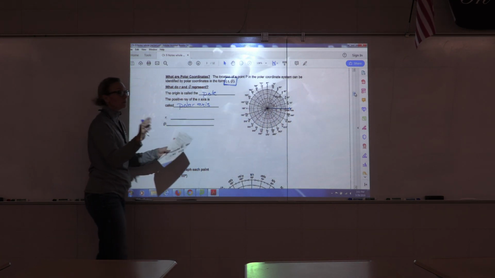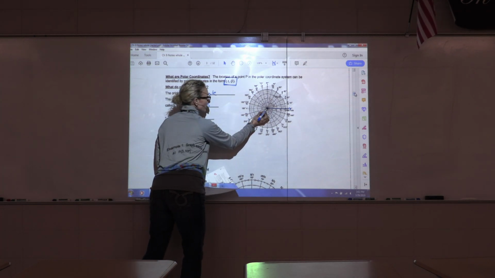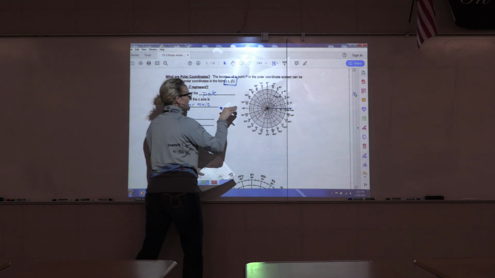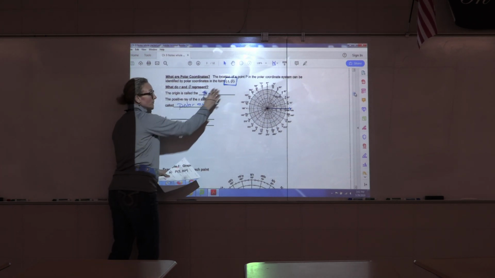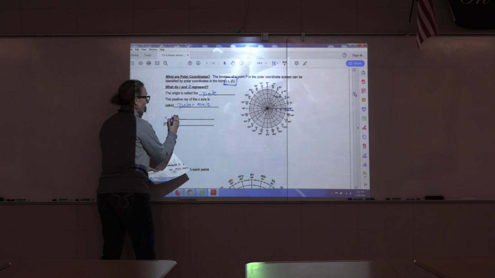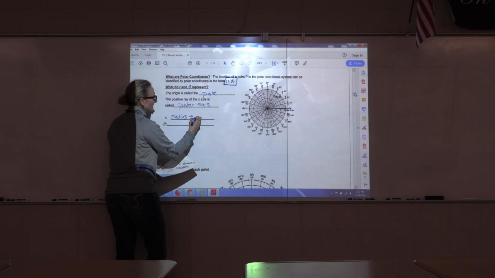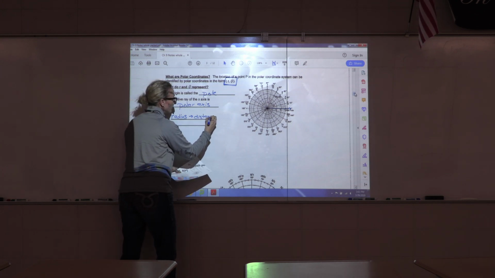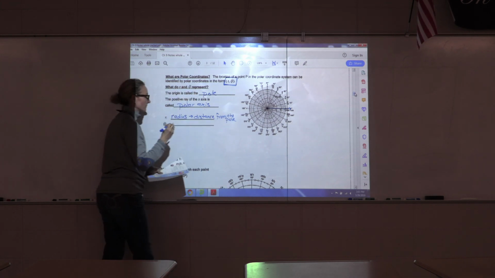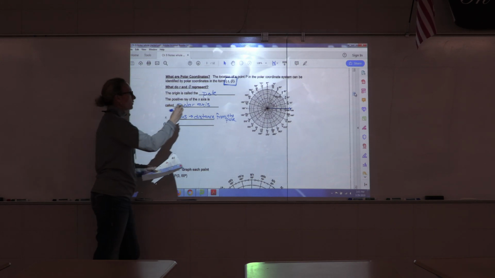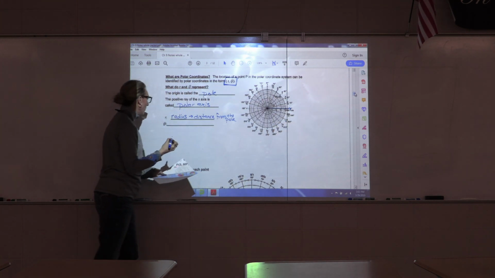So in terms of important pieces of information to help guide your graphs, the pole is this point here in the middle, the origin. The polar axis is the positive ray of the x-axis. In this point, r stands for the radius, and it's the distance from the pole. So the radius is how far out you are counting on the circles, from the pole.